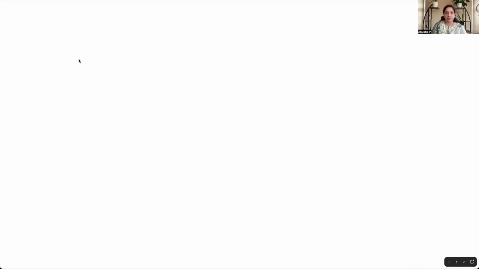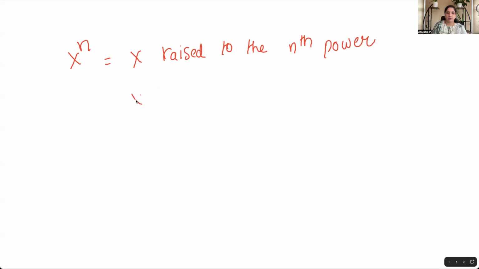So exponents, you will write it as x to the power of n, okay? Or we'll represent this one as x raised to the nth power. In that, where x to the power of n, x is called the base, and n is the power, the nth power. Okay.